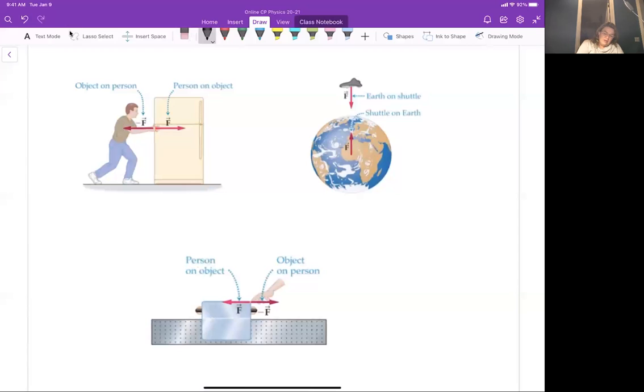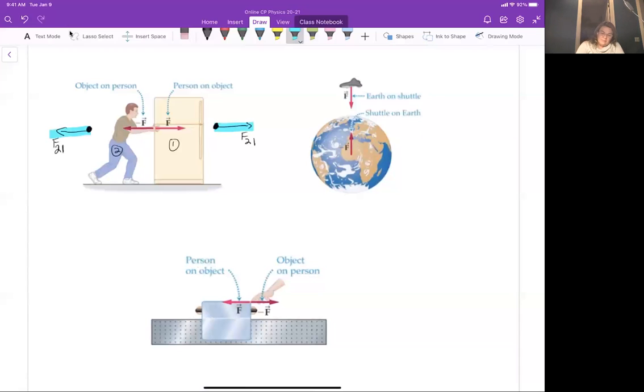So if I were to draw a dot to represent the person, this is the force. We'll call this object 1 and this object 2. This is the force of object 2 acting on object 1. If I were to draw a dot to represent the fridge, this is the force of object 1 acting on object 2. Notice they are opposite in direction and they have an equal magnitude. And they are on two different objects. Those are Newton third law pairs.